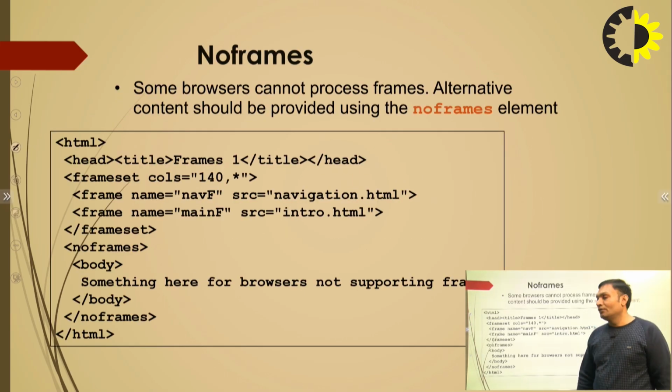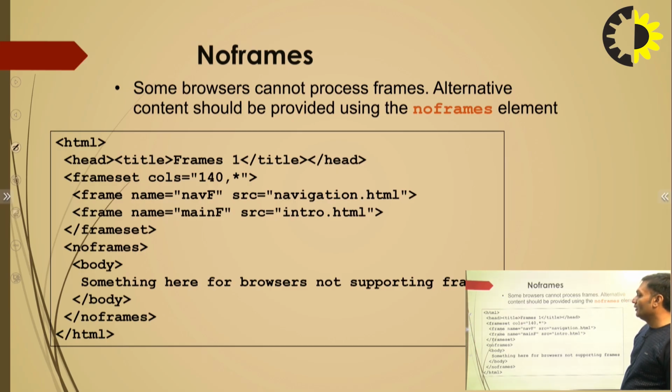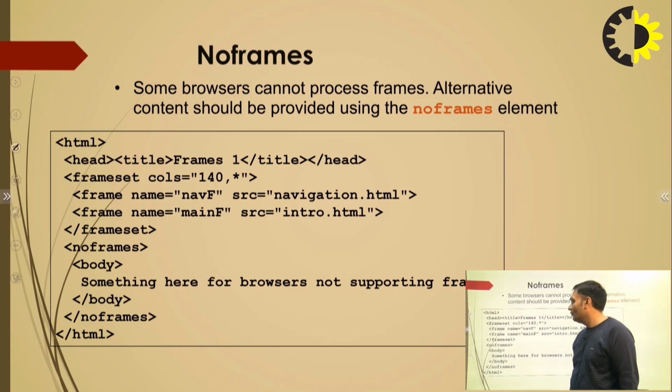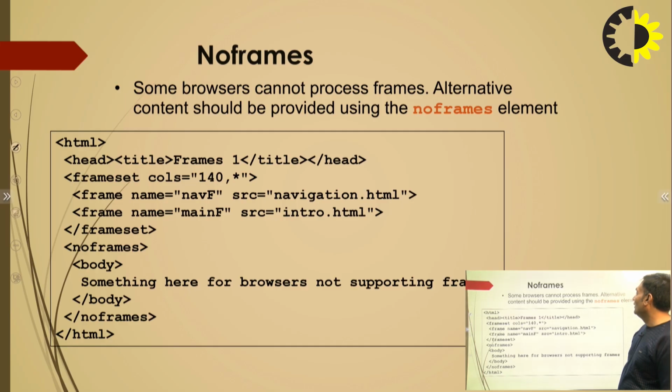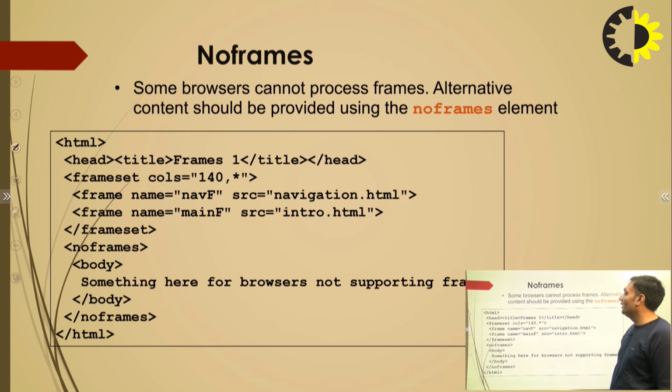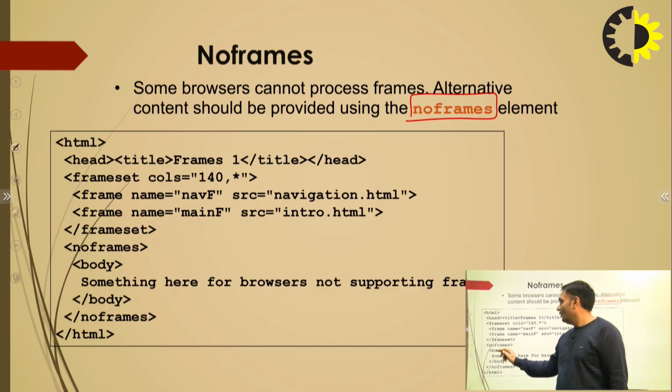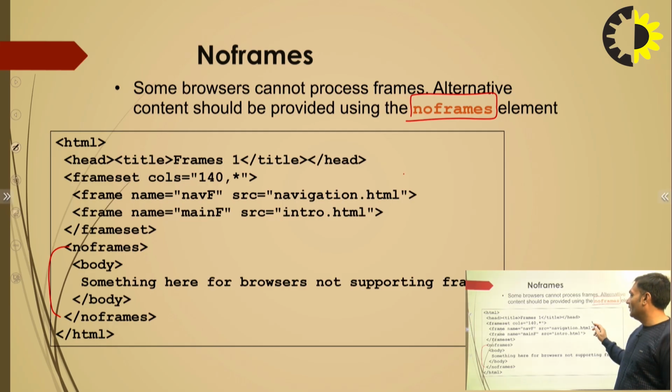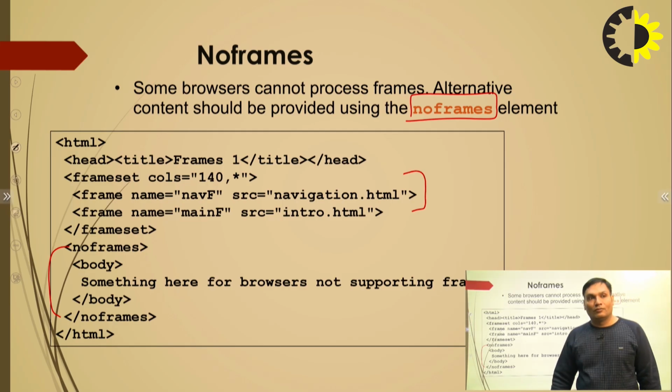We can also use the noframes element. If our browser is not able to display the frames, then alternative content should be provided within the noframes element. So we can put the noframes element if the browser will not be able to display these two element values.